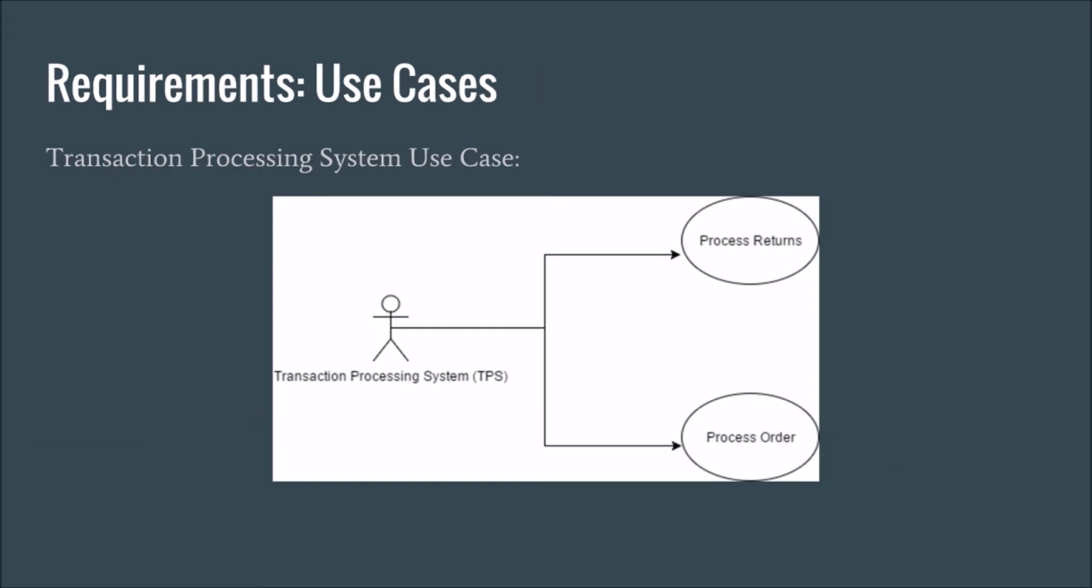Continuing on with our requirements, we have a few use cases to demonstrate the actors in our system as well as the actions they will take. First off, we have the Transaction Processing System use case, TPS for short. The TPS will manage all actions pertaining to orders within the grocery store. This includes any purchases as well as any returns made by customers. So here we have the TPS actor, and they do the process returns and process order actions.